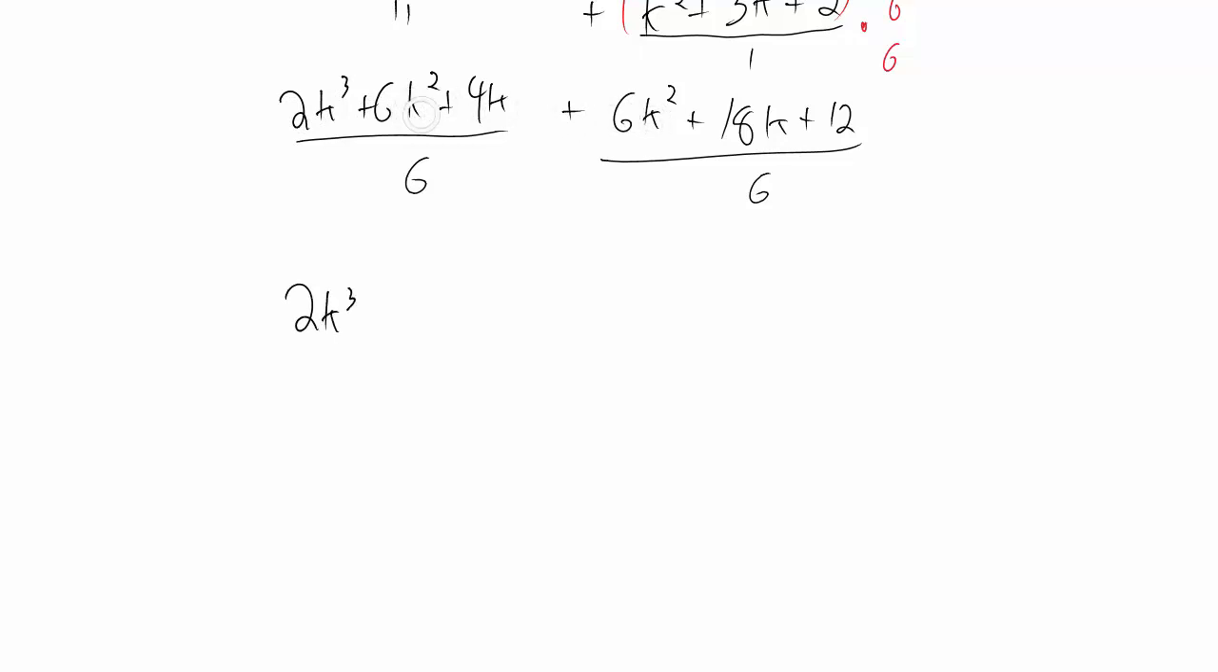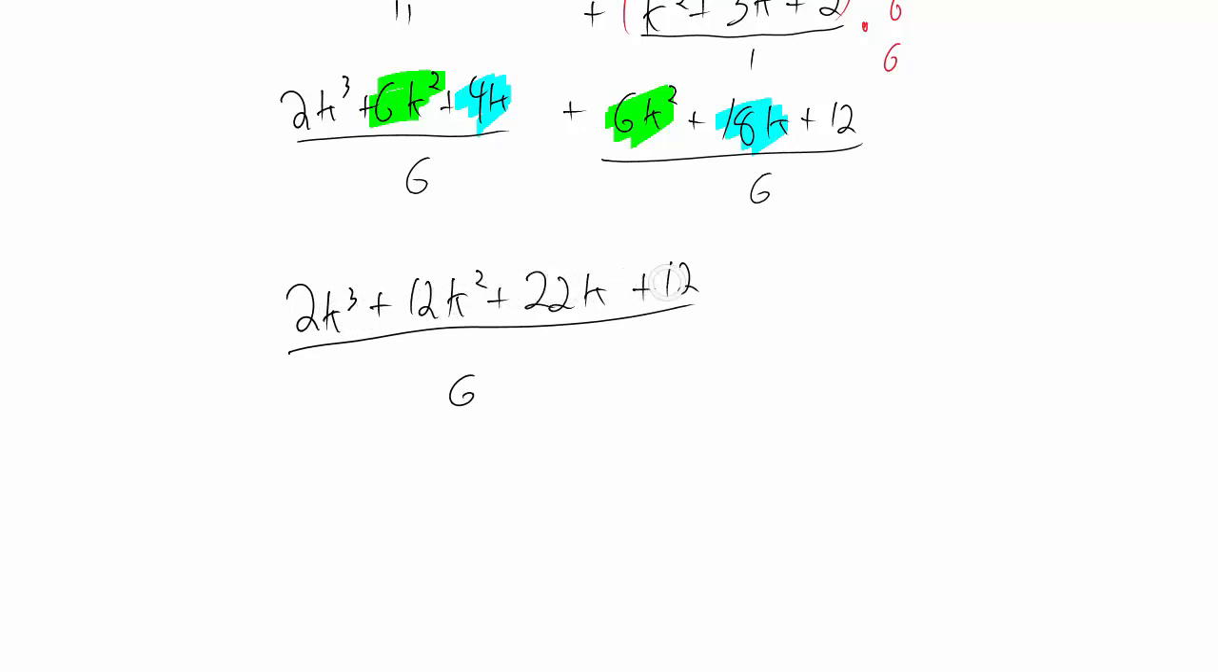There's a couple 6k squared terms, so that's convenient. So I'm going to combine, and I'll go ahead and highlight those just so we see what those are. Those are both green. I can combine those. I can combine the 4k with the 18k. So I'm going to go ahead and combine those right now.